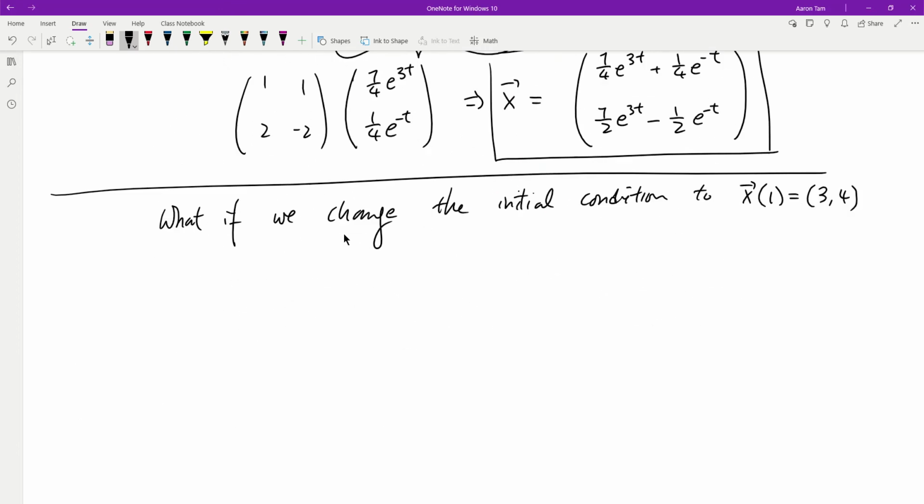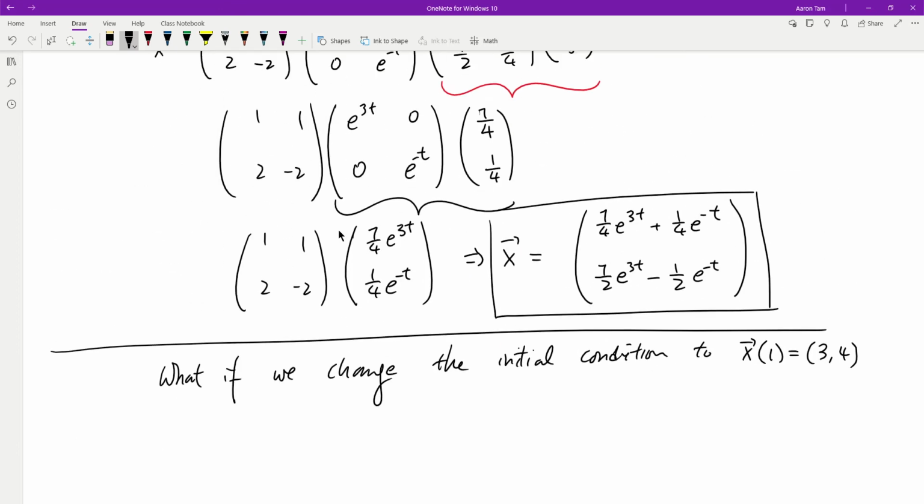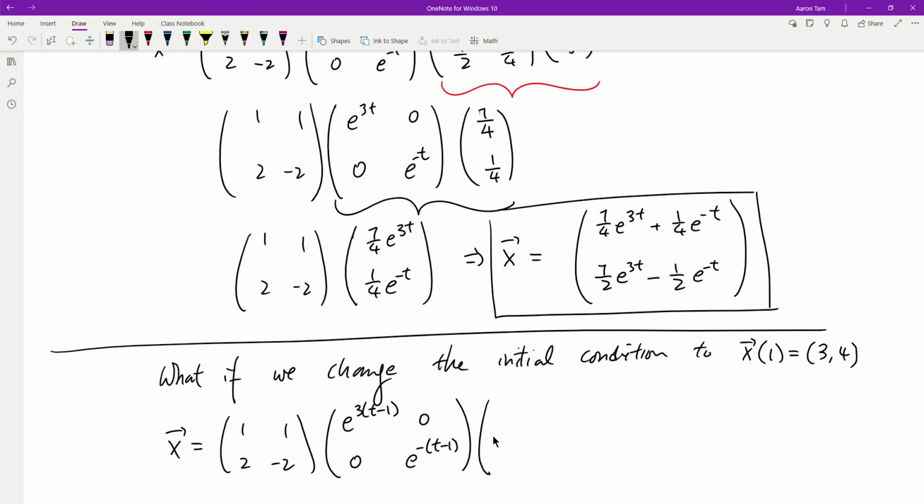But notice what we're going to do right here. We're actually going to do the following. So what is the solution in this case? It will be this. Ready? It will be just 1, 1, 2, -2 times our lambda matrix, which would change into e to the 3 times t minus 1, 0, 0, e to negative t minus 1, multiplied by the inverse matrix, which is 1/2, 1/4, 1/2, -1/4, and then multiplied by our vector x sub 0, which is 3/4.